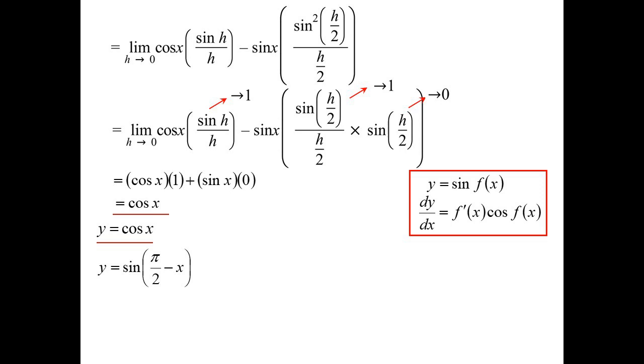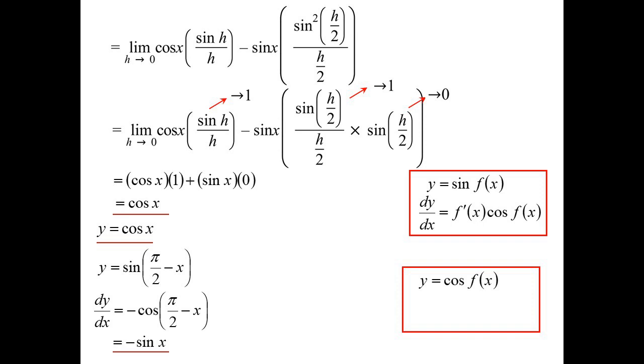Differentiate the angle, I get -1. Sine goes to cosine. The angle does not change. But the cos of pi on 2 minus x is sine x. And that explains why when you differentiate cosine, you get negative sine.